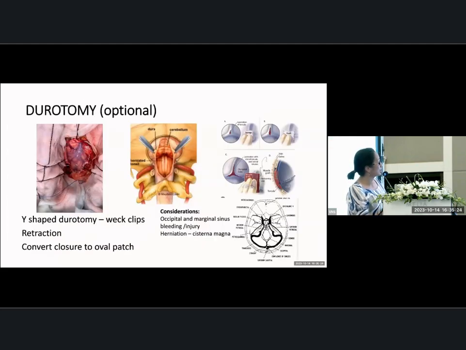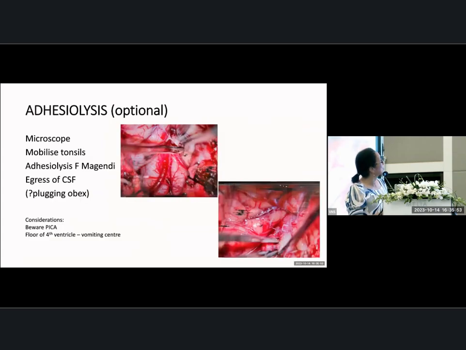With the durotomy, it's a Y-shaped durotomy using wet clips as we're cutting, because there is the risk of the sinuses, the marginal sinus, and the occipital sinus can bleed profusely during the durotomy. Retract that, and I also raise the pericranial flap at the same time, and make sure that I keep that well hydrated. So then I bring in the microscope and start mobilizing the tonsils and do an adhesiolysis to expose the foramen of Magendie.